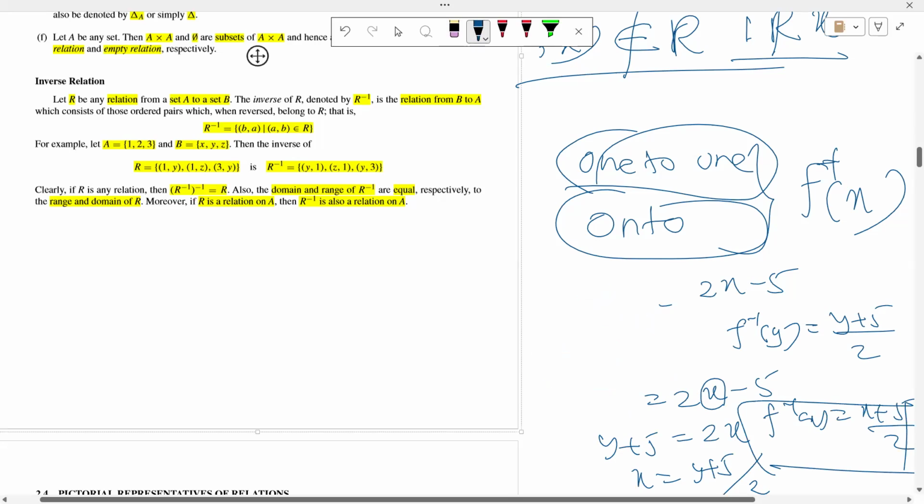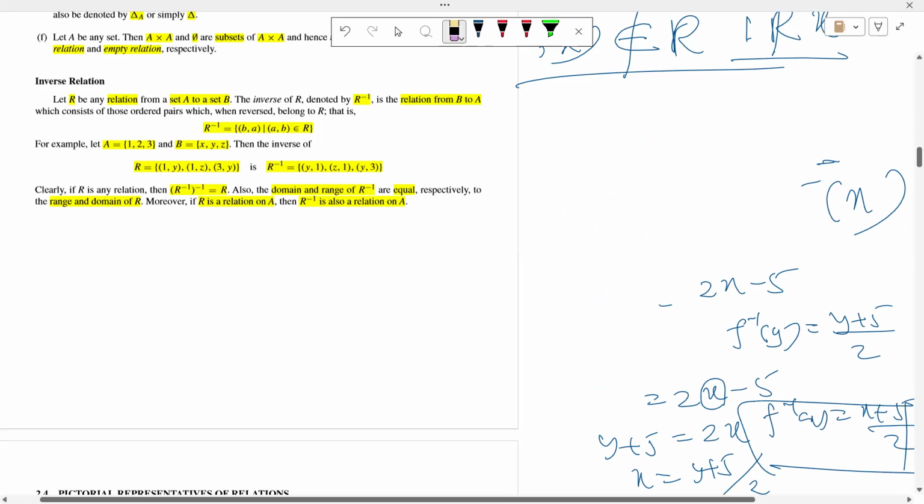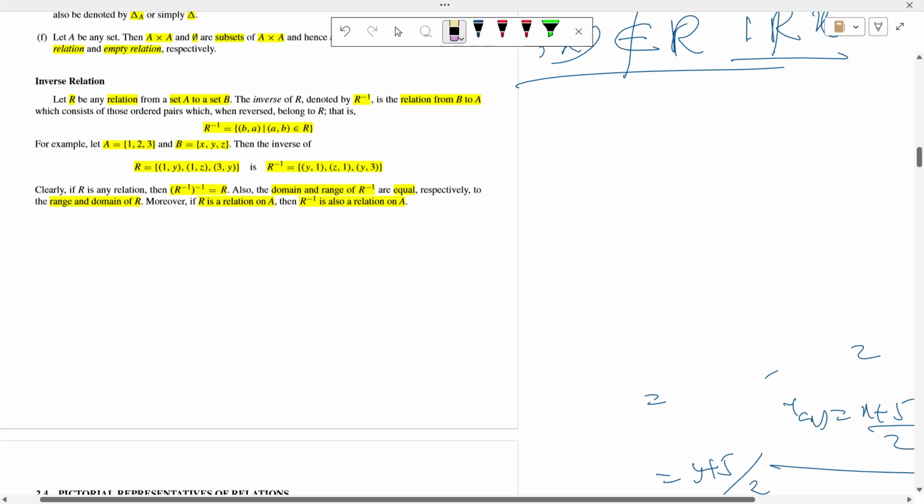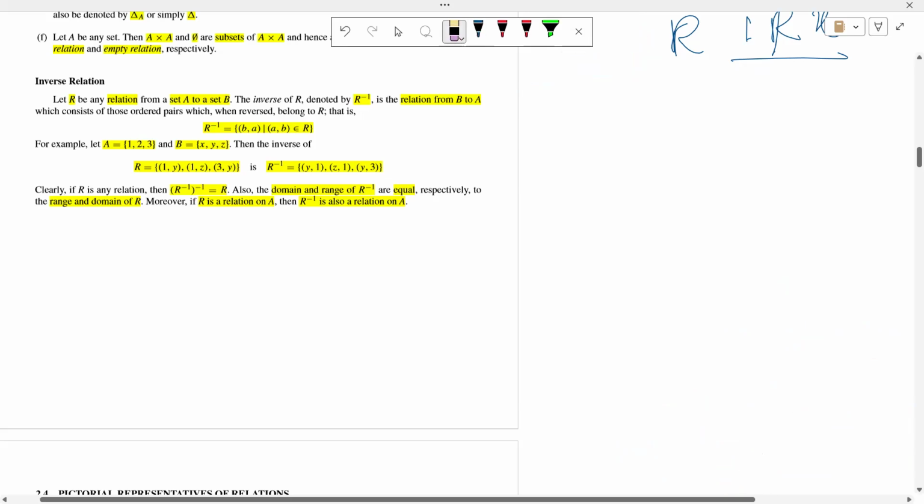Similarly, now we look at the inverse relation. These things we already discussed yesterday. Just revise them if you can't understand. So now we will move on to the inverse function, sorry, the inverse relation.